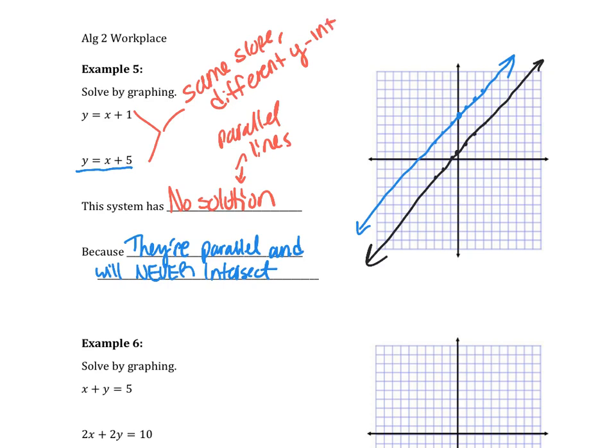So if you're looking at the equations, if it's the same slope, different y-intercept, those are parallel, it's going to be no solution. Or if you graph it and you just see they're parallel, it's no solution. If you got as far as plugging it into the calculator, you tried to find the intersection point, the error will pop up where it says like no sign change. That's how you'll know it's no solution. Now example 6.